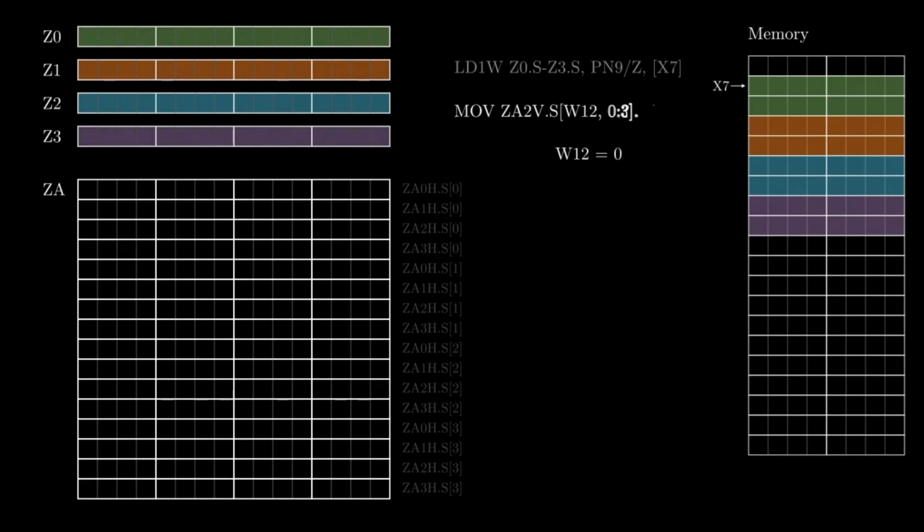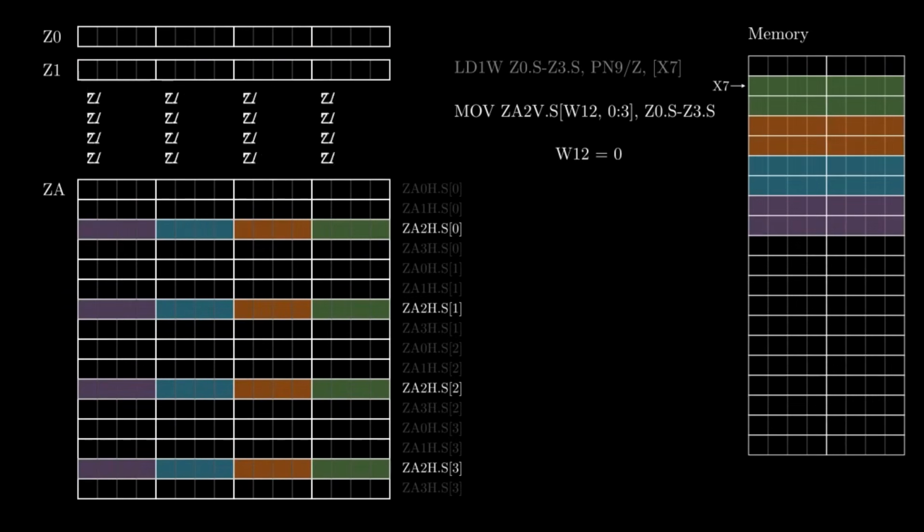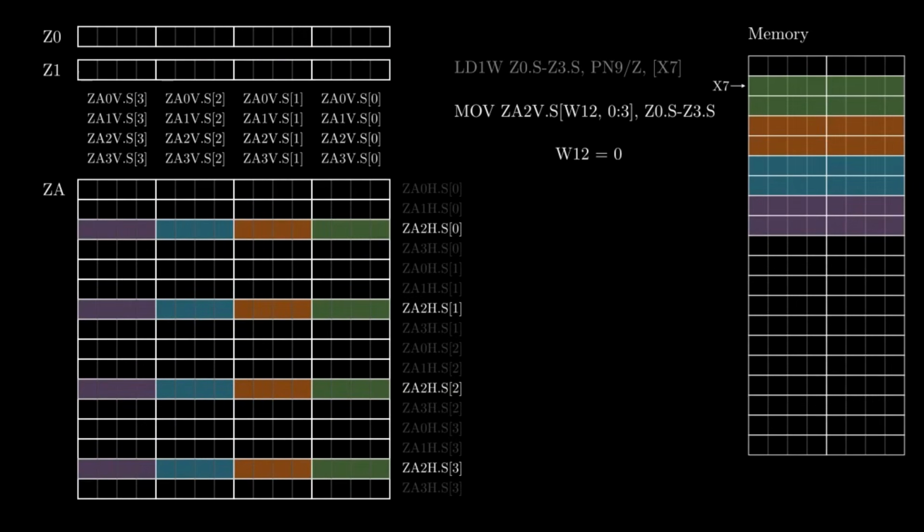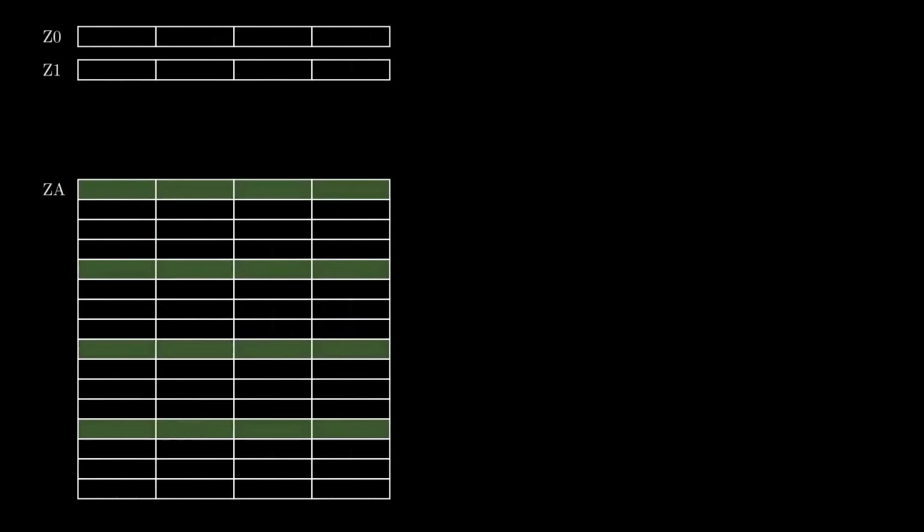Let's see 32-bit words being loaded into columns in the ZA tile. Notice that for element sizes greater than 1 byte, the V syntax does not select full columns in the ZA storage. Instead, this example selects full columns in the ZA2 tile. Let's focus on the ZA0 tile and take a look at the matrix outer product instructions.